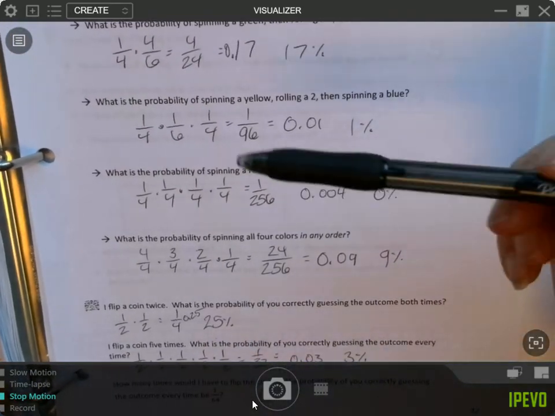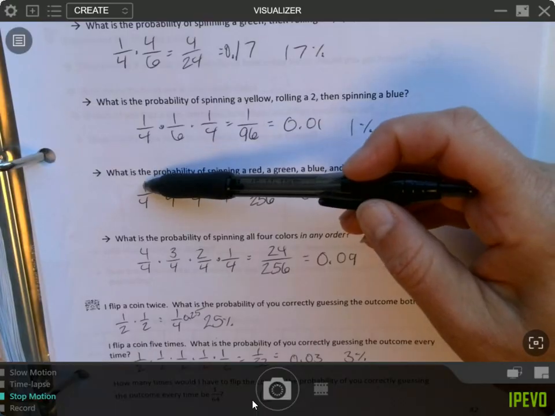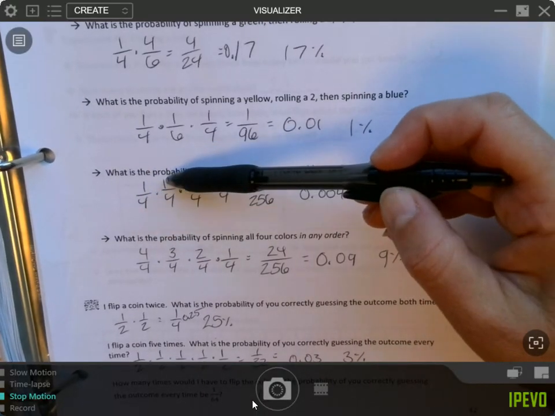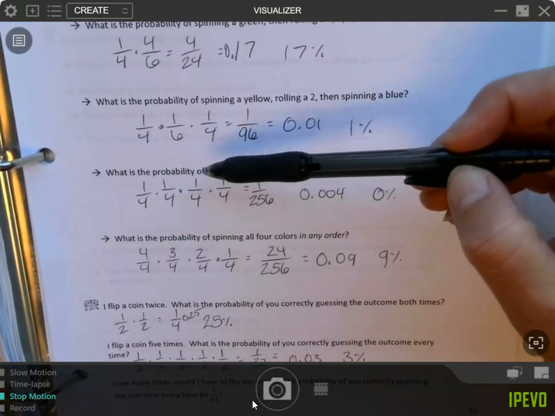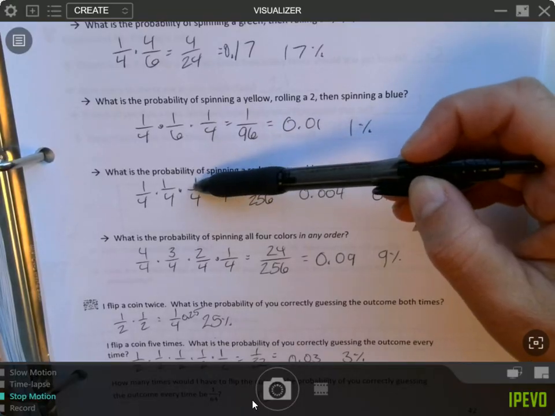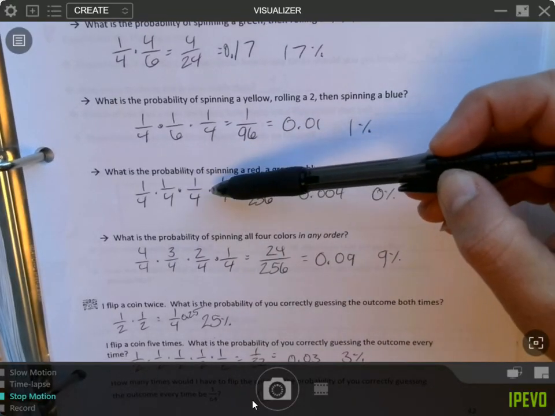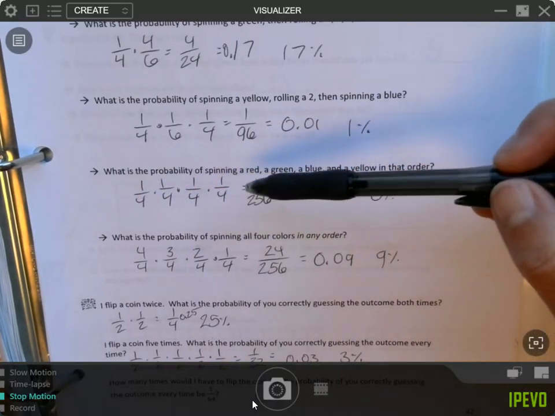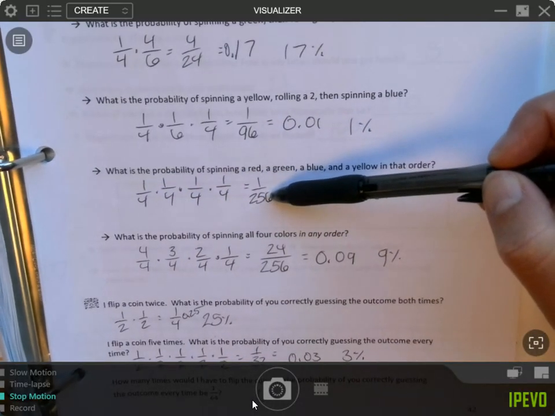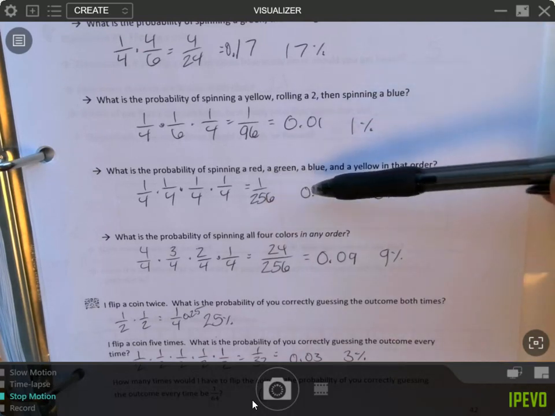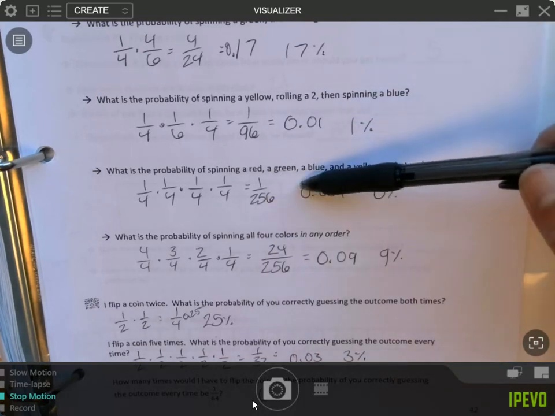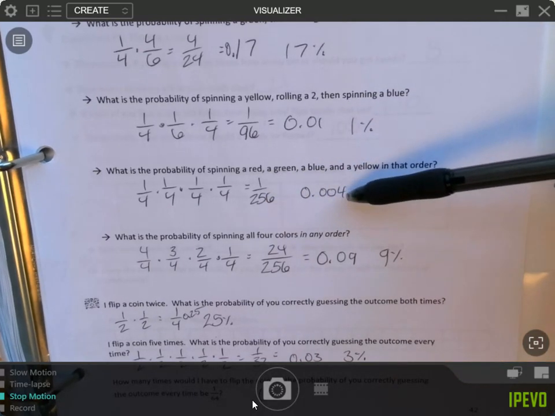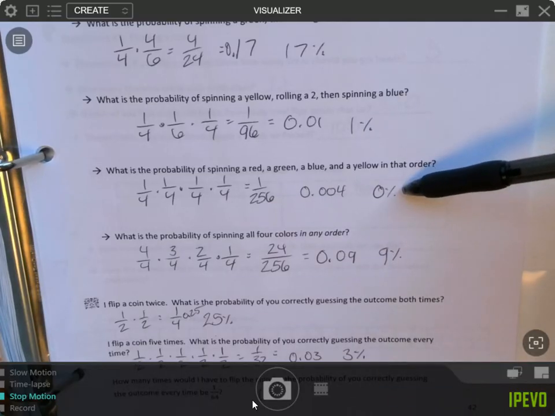Then we have spinning a red, which is 1 out of 4. Spinning a green, 1 green out of 4. Spinning a yellow or blue, 1 blue out of 4. Spinning a yellow, 1 yellow out of 4. And it has to be in that order, which is 1 out of 256. And we look at our decimal, 0.004. That gives us a 0% chance.